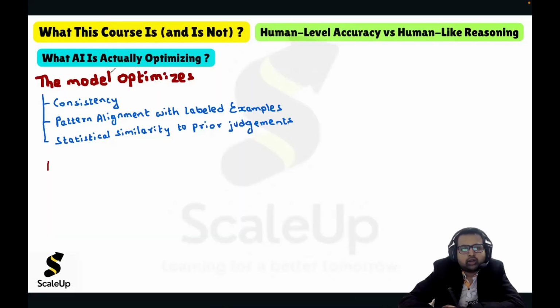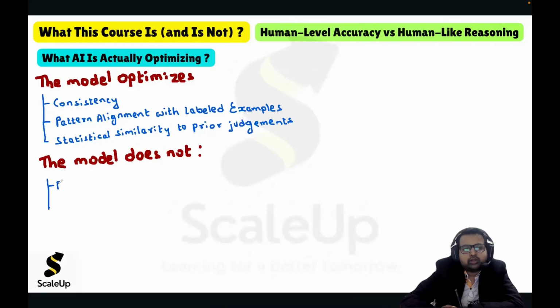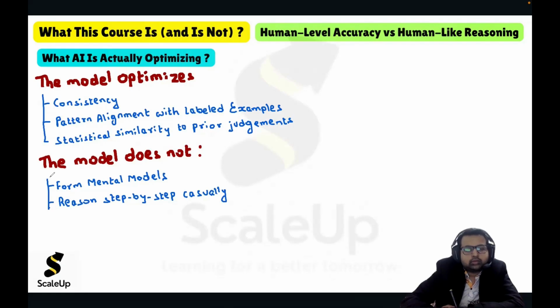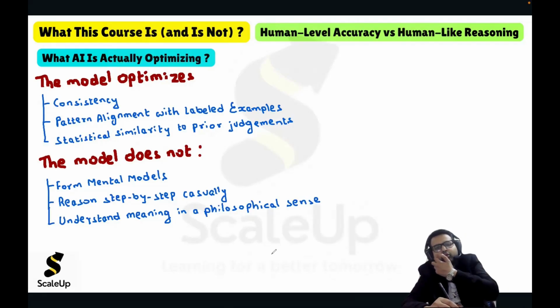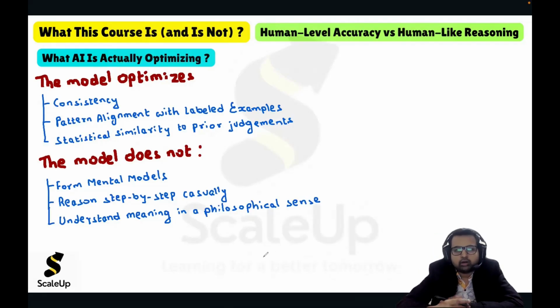The model does not form mental models. The model does not reason step by step causally. And the model does not understand meaning in a philosophical sense. So the AI model we will be building will not form mental models, it will not reason step by step causally, and it does not understand meaning in a philosophical sense.